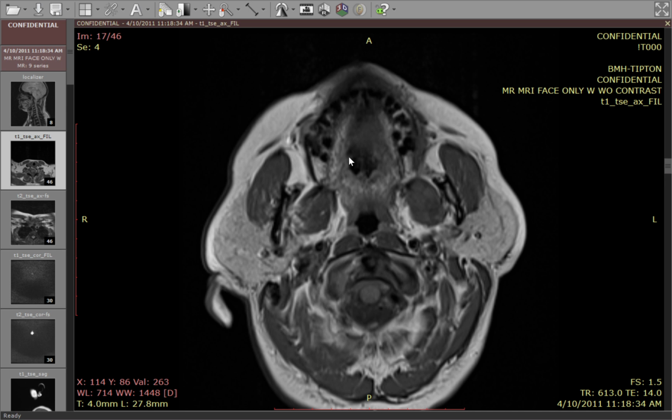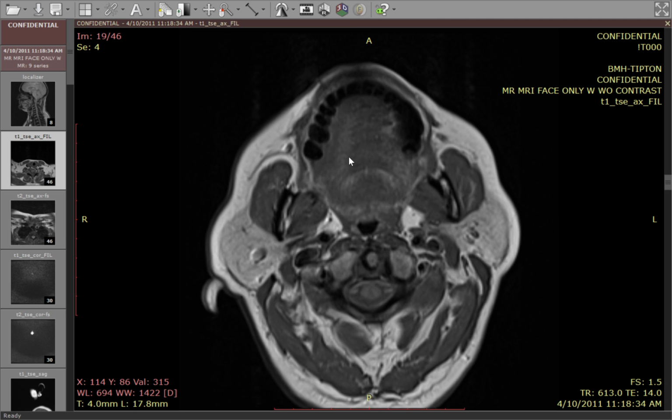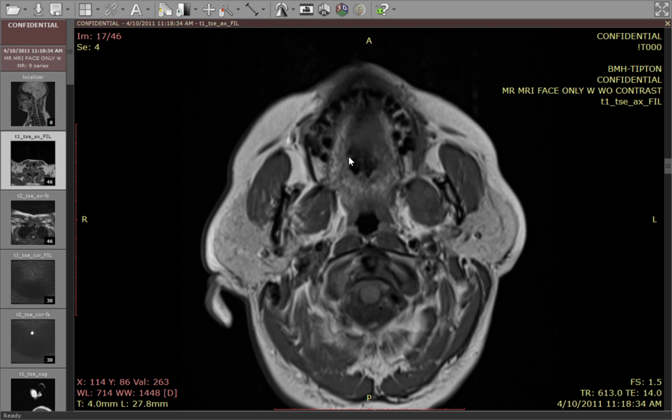That looks like a root. It's coming from a tooth. It's just not quite as dark as the other roots here. And here you can see the cortical bone, and then it's missing. And there's some kind of intermediate signal soft tissue around the root.